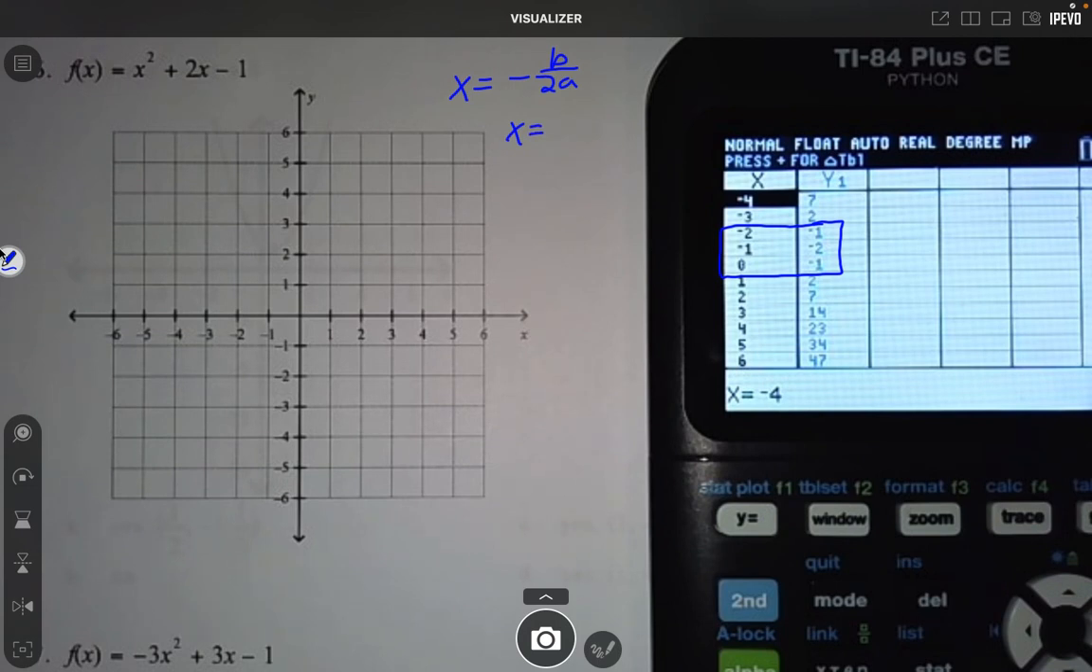So what's our b? 2. So I've got -2 over 2 times, and what's our a? What's that number in front of x squared? Understood, 1. What is -2 divided by 2? Not 0. Negative, what's 2 over 2? 1. That is your axis of symmetry. I'll show you how else to know that in just a second.